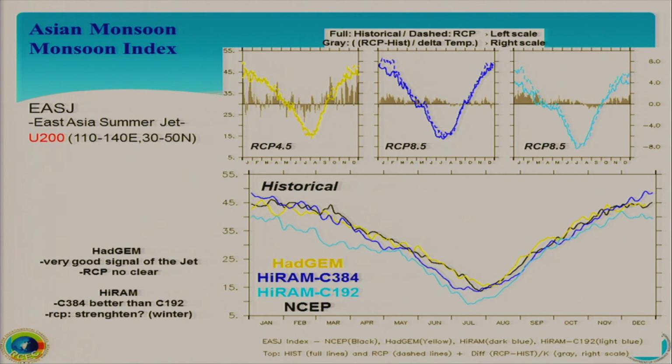Not much difference. But for HIRAM, the quarter degree performs better than the half degree. But during wintertime, the signal is too strong.